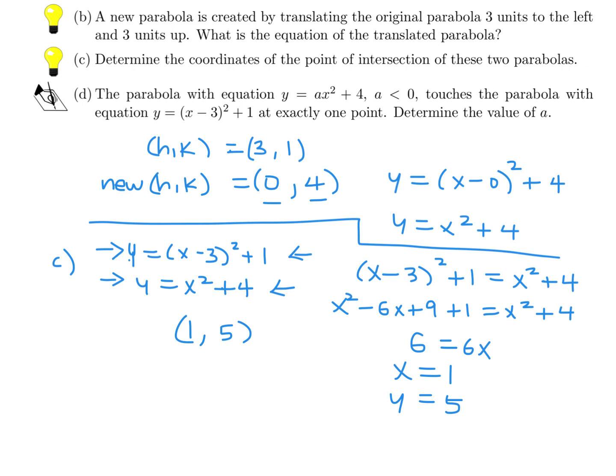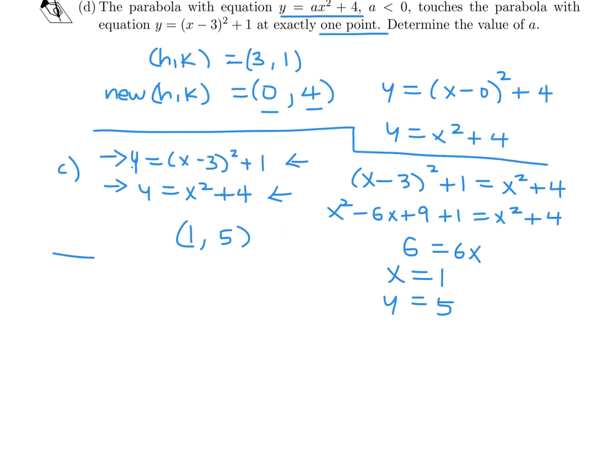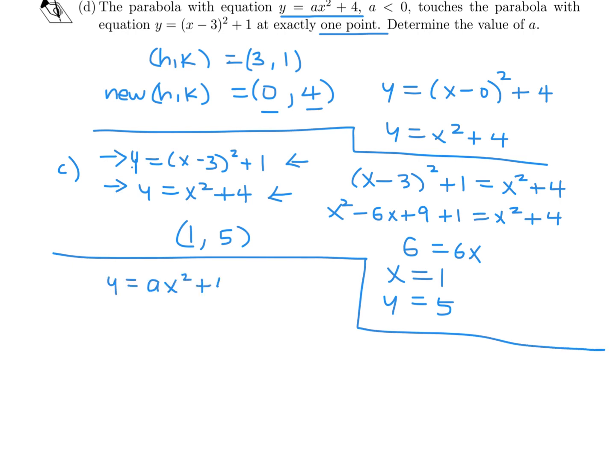Part D. The parabola with the equation y is equal to ax squared plus 4, with a less than 0, touches the parabola with the equation y is equal to (x minus 3) squared plus 1 at exactly 1 point. Determine the value of a. All right. So the key here is that we've got these two equations, and they touch each other at exactly 1 point. So basically what that means is that there's only one possible point of intersection. So when you solve this equation, the quadratic will have just one solution.